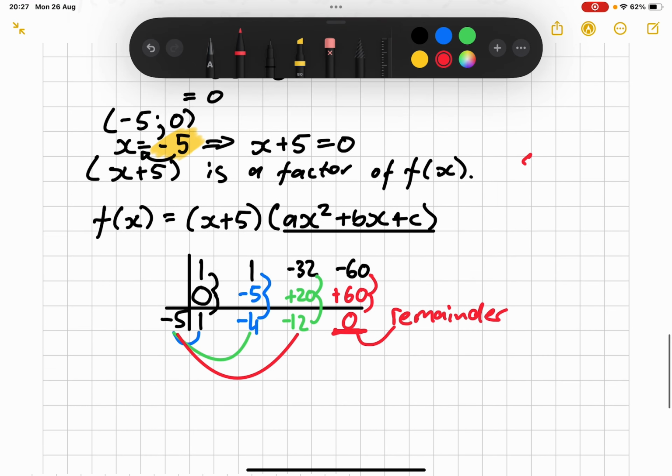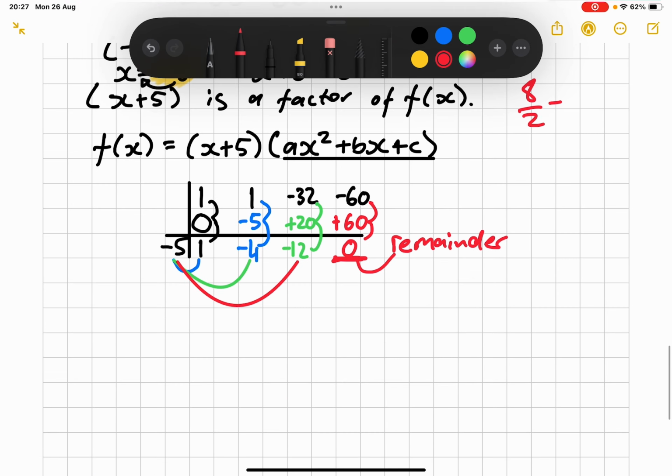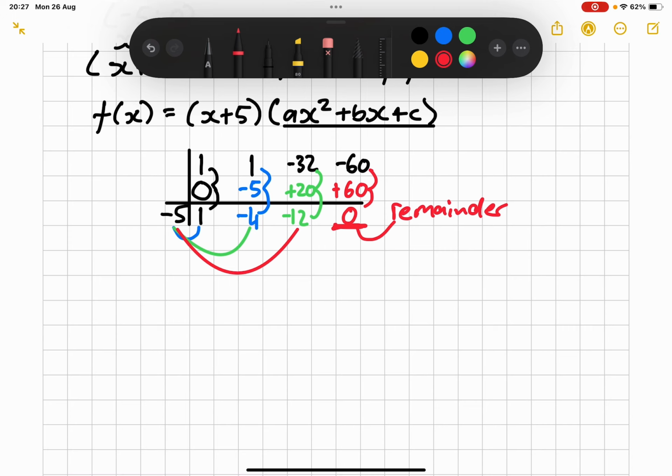In the same way, if you take 8 divided by 2, you get 4 with 0 as a remainder, right? So that's the same thing that's happening here. You're just going to get 0 as a remainder, which tells you that you've got a perfect factor here. So we now have our values for this equation. A is going to be 1, B is going to be minus 4, C is going to give you minus 12.